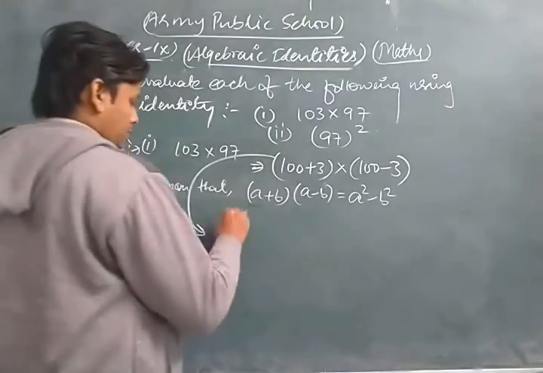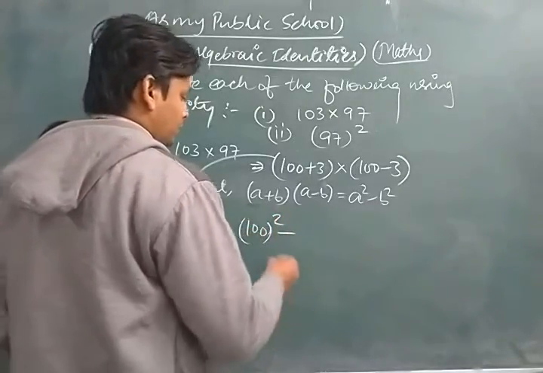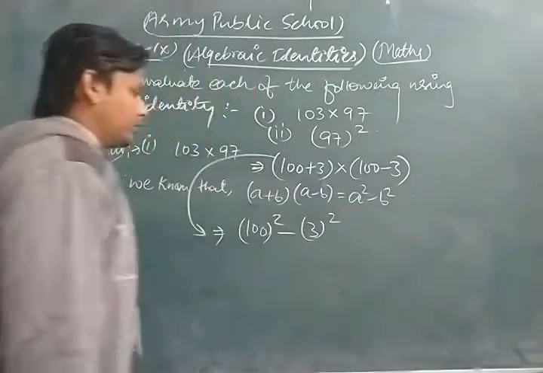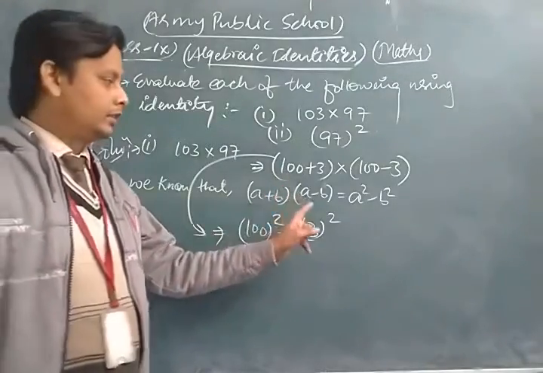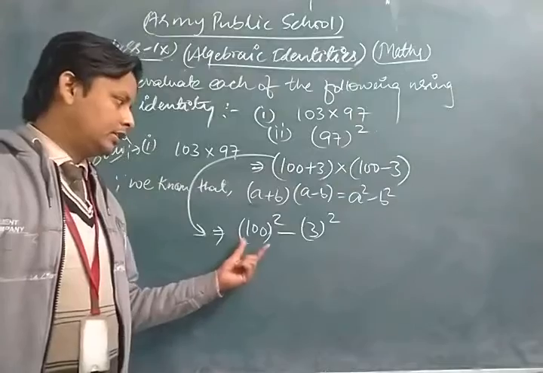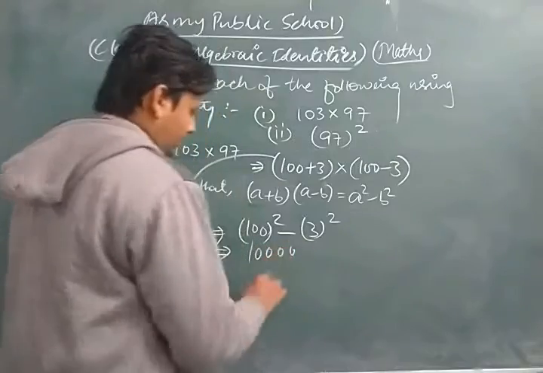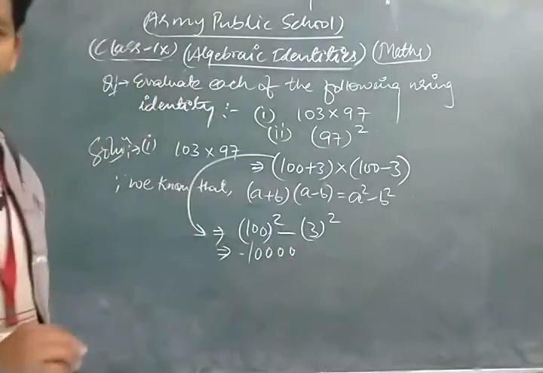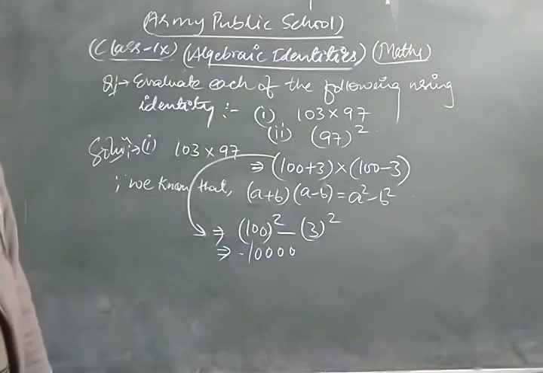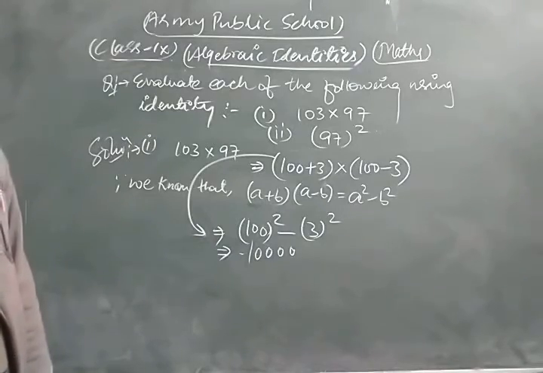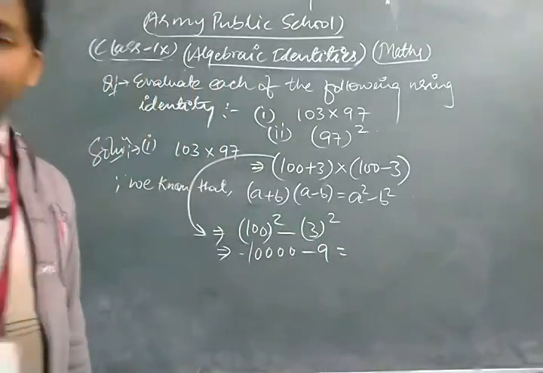A square minus b square, and here b square means 3 square. The value of a is 100 and the value of b is 3. So we can write 100 square minus 3 square. So 100 square is 10,000, 100 into 100. And now minus 9, 3 square is 9. So we get 9,991.